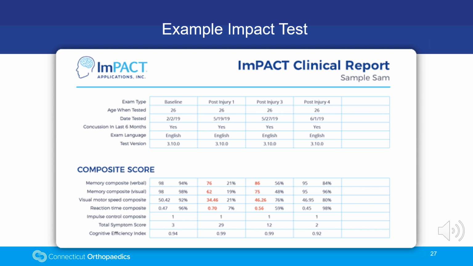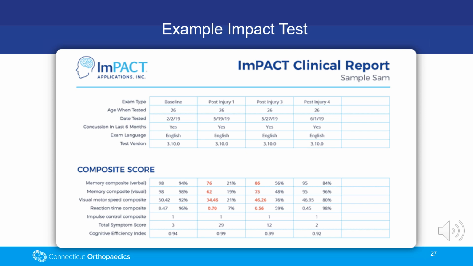On this page, you're looking at the differences between baseline and each phase of injury to look for any abnormalities, decreases in reaction time, decreases in correct answer, and decreased impulse control. Athletes and patients should not return until all tests have returned to baseline and is cleared by the treating physician.